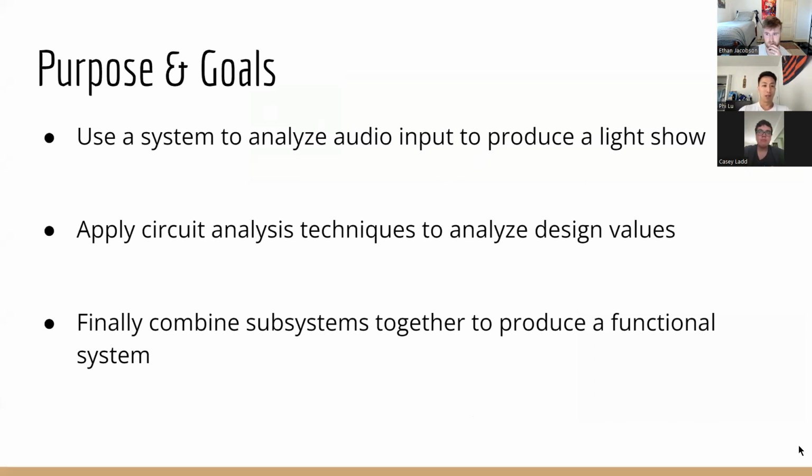Starting with the purpose and goals, the purpose of the project aims to create a system that uses and analyzes audio input from a song and separates the sound frequencies into high and low frequency parts. The frequency components of the song will be visually represented through a green and red LED. Our goal was to gain a deeper understanding of breaking down a complicated system and analyzing each subsystem and its design values by applying techniques learned in class to finally combine and produce a functioning light show.